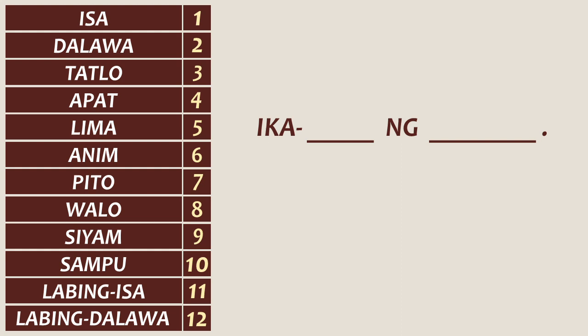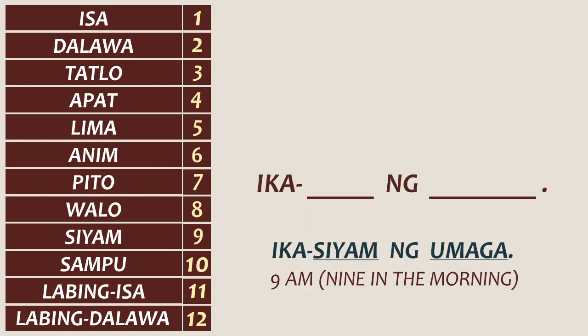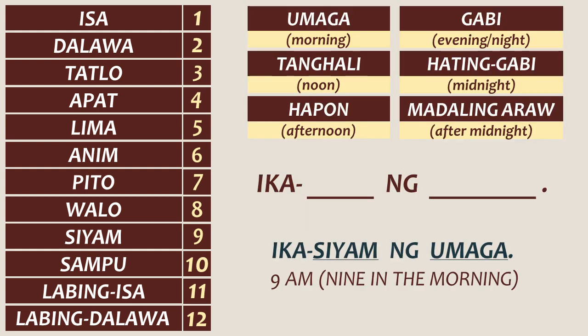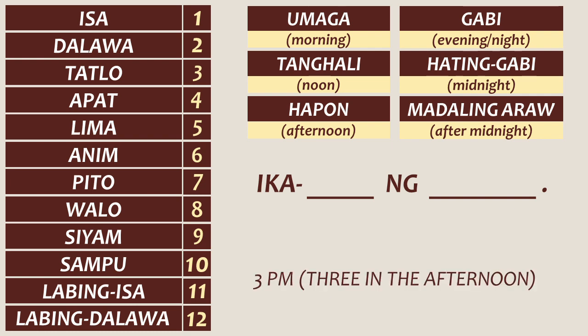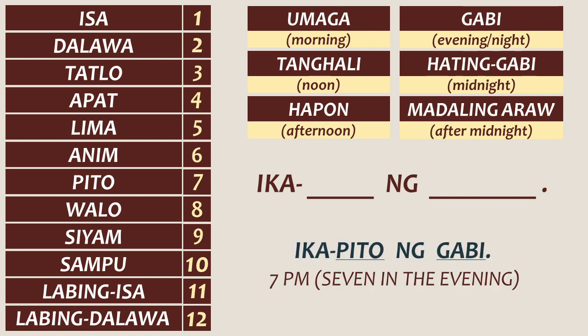Okay, halimbawa, 9 a.m. or 9 in the morning is ikasiyam ng umaga. So yes, that is the reason why these six words are also very important when you are telling time in Tagalog. Another example, 3 p.m., ikatatlo ng hapon. 7 p.m. or 7 in the evening, ikapito ng gabi.